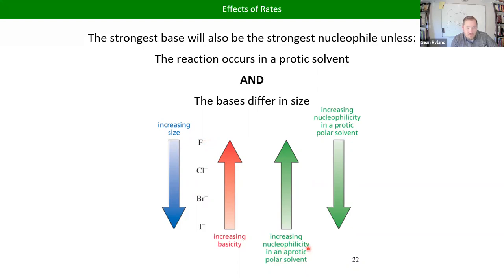So, increasing nucleophilicity in an aprotic polar solvent. Because fluoride can be so stabilized by a protic solvent, it becomes a really bad nucleophile in a protic solvent. If we're in a protic solvent, the biggest nucleophile is the strongest nucleophile, because it's going to be less stabilized by the protons in the solvent. If we're in an aprotic solvent, it's the exact opposite: the strongest base is the strongest nucleophile.